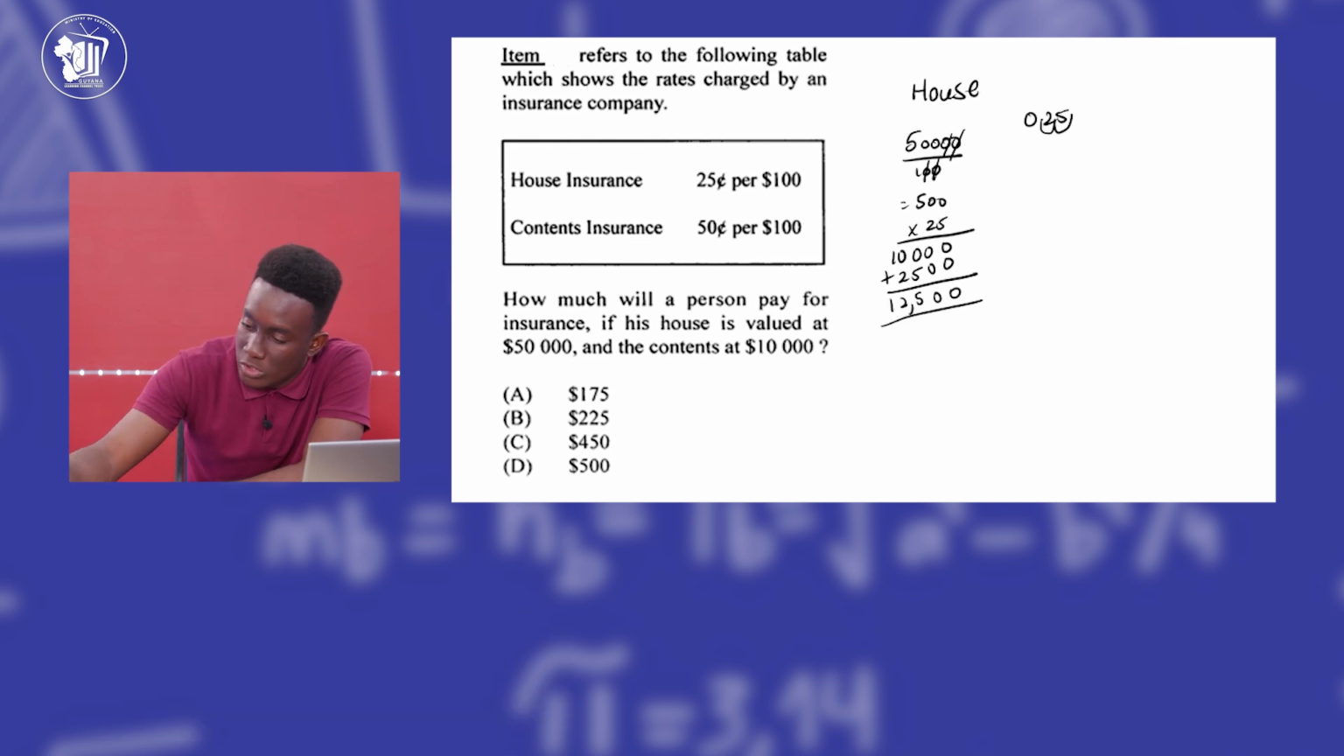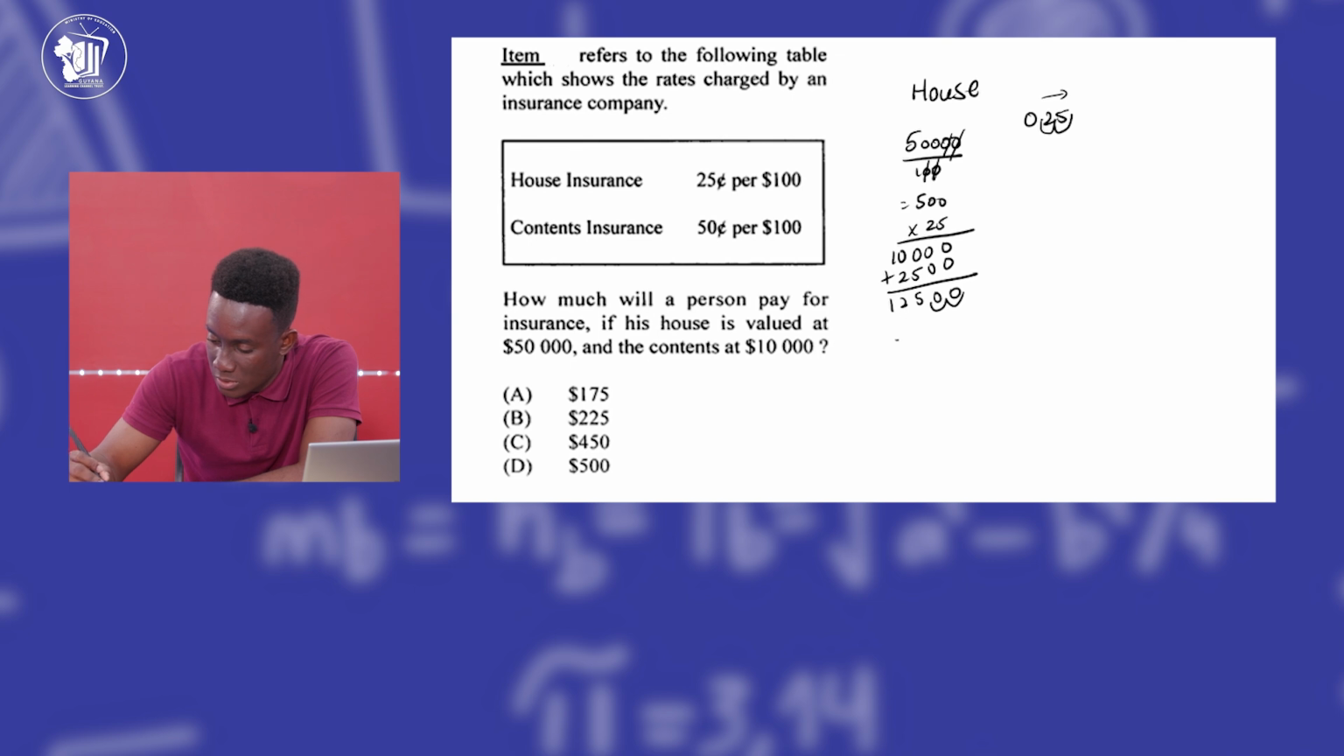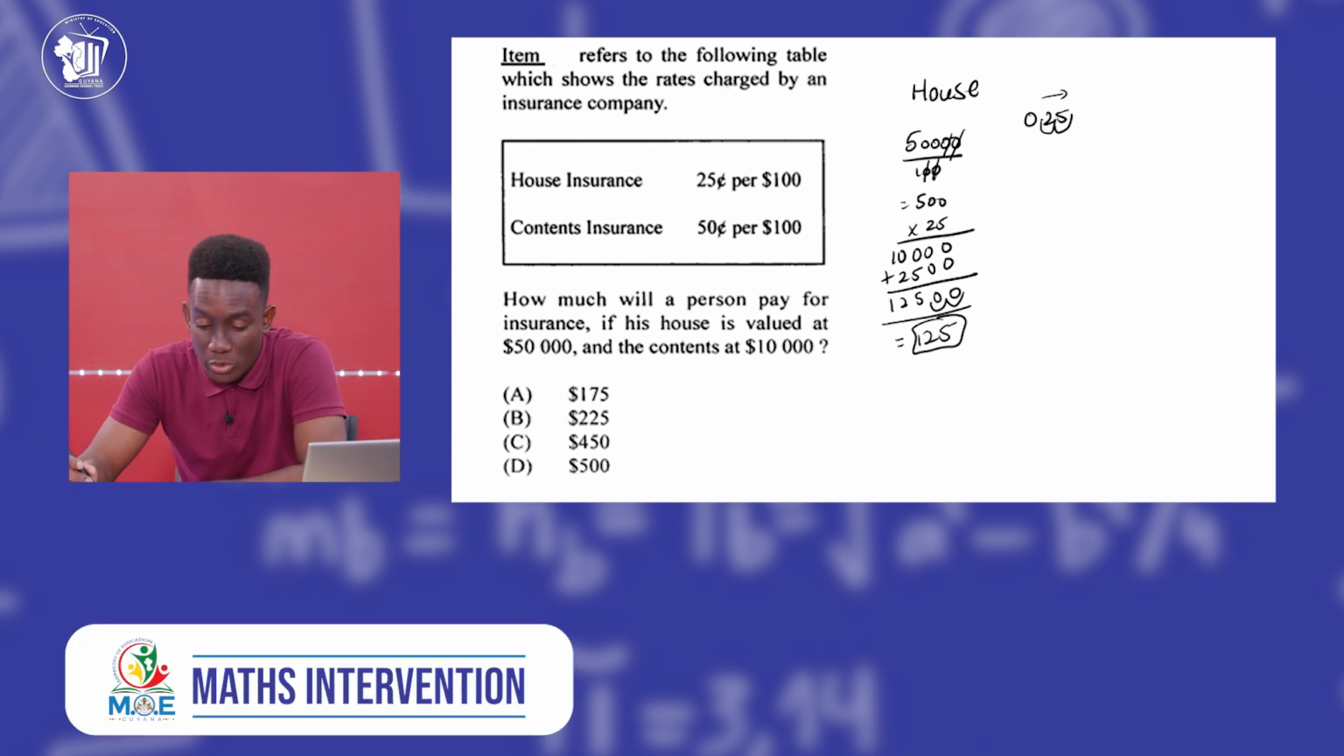12,500. And of course, because we moved the point out 2 times, you have to move it back in 2 times. So this will actually be 1, 2. So this is equal to $125 in insurance for the house.